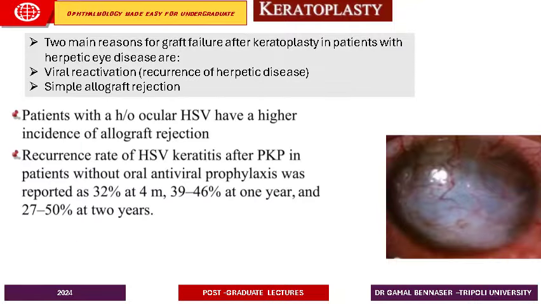Now, as far as the recurrence, the studies show that patients who have had ocular herpetic infections before have a higher incidence of allograft rejection, as well as recurrence of the same disease in the graft, especially those who are not receiving prophylactic oral antiviral treatment before doing the keratoplasty. And the incidence has reached up to 50% within the first 2 years. That is, patients who have herpetic eye disease have a chance of recurrence of the same disease in the graft within the first 2 years of up to 50% of cases, and this is a very high percentage.